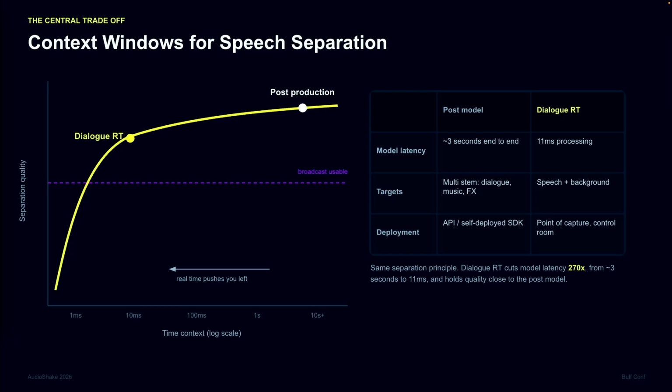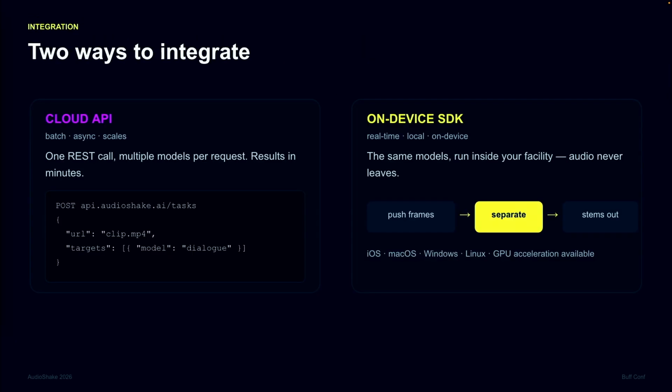And then some of the cases that we're thinking about: what does this mean? For post-production proper, it's 3 seconds end to end, but in the case of Dialog RT, it's 11 milliseconds, so it's pretty quick. And what you do get is a good isolation of speech, but in the case of post, you get other stems as well. So yeah, this is something that we've been looking at. And in terms of ways to integrate, we have a cloud API and an on-device SDK that's available.